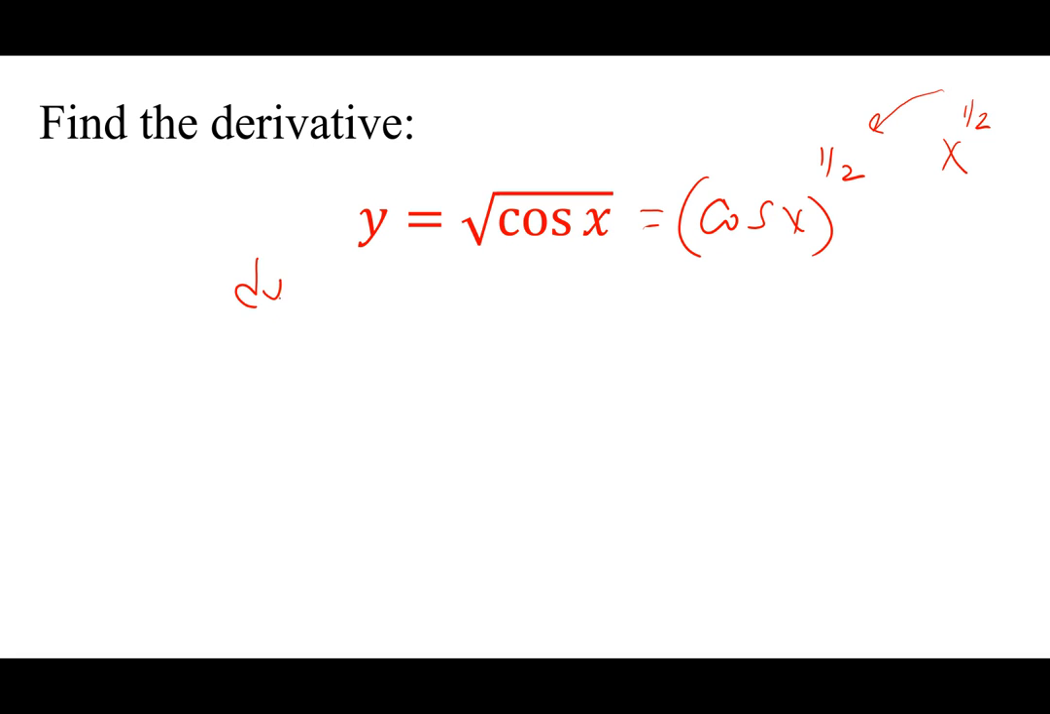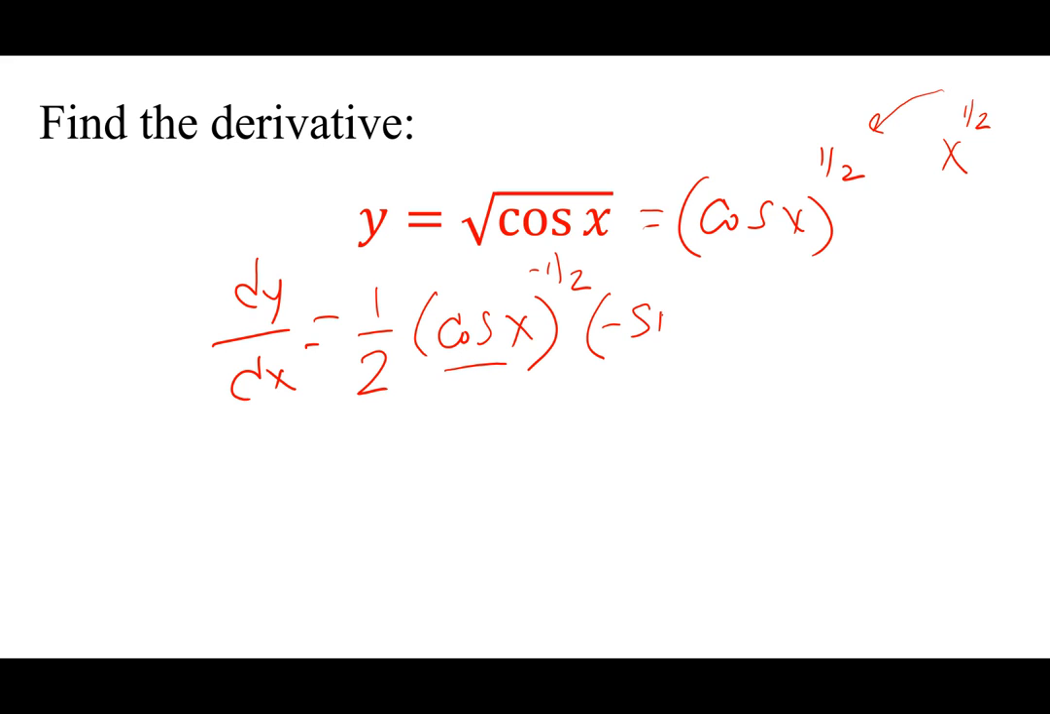So the first thing you're going to do when you take the derivative is use the power rule. So you're going to bring down the 1/2. You're going to take the entire quantity to the 1 less power. So 1 less than 1/2 is negative 1/2. Then you're going to do the derivative of the inside, which would be negative sine.